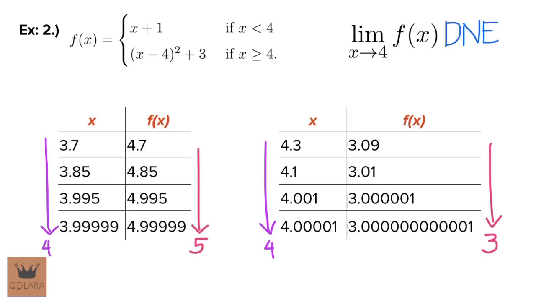Or in symbols, we write DNE. Bear in mind that we do not say or write that the limit of f of x equals DNE, because DNE is not a value. Hence, we say the limit of f of x does not exist.